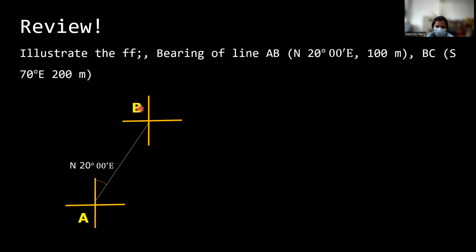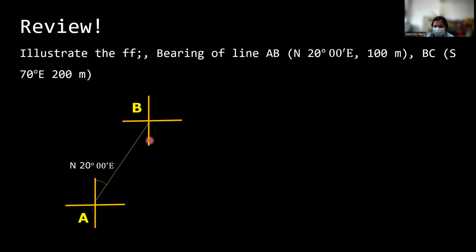So let's start here from point B. So where is south 70 degrees east? This is somewhere on this quadrant. So from here, since we're going to start to measure here, let's draw a 70 degrees east.